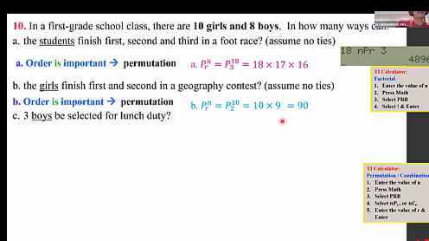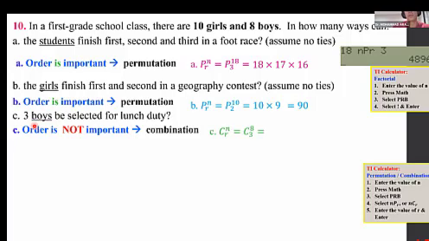Now we want to select 3 boys for lunch duty. Definitely order is not important. So what is our n? Boys, n is 8. How many do we want? 3. It's a combination. Order is not important. It is a combination, and it's nCr or C(8,3). If you go through the process, 8 factorial over 3 factorial times 5 factorial becomes 56. Or you can put it in the calculator, instead of nPr, put nCr.